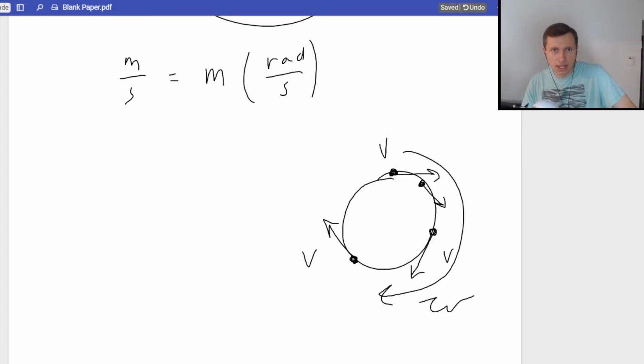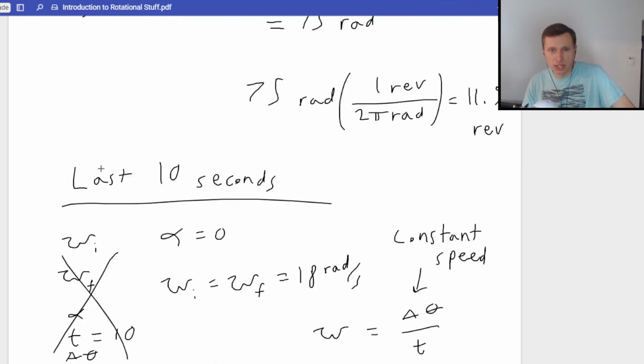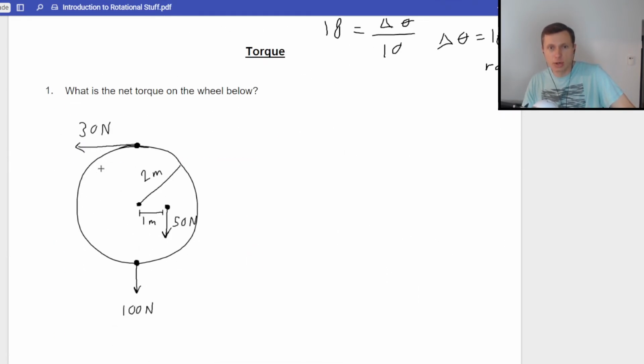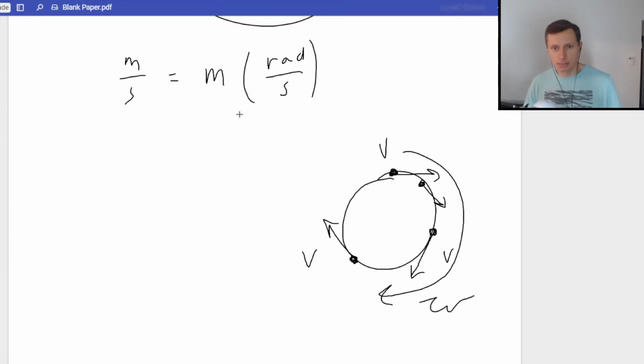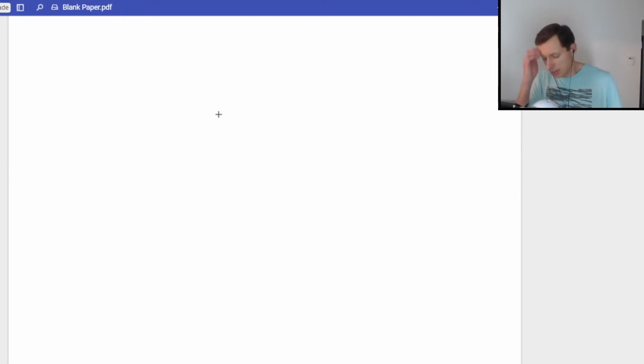Okay. And that's going to do it for rotational kinematics. Now we're going to go on to the next topic, which is torque. So before we do the example problems here, I do want to give a little bit of a blurb, my opinion about torque, the equations that you need to know, and here they are.